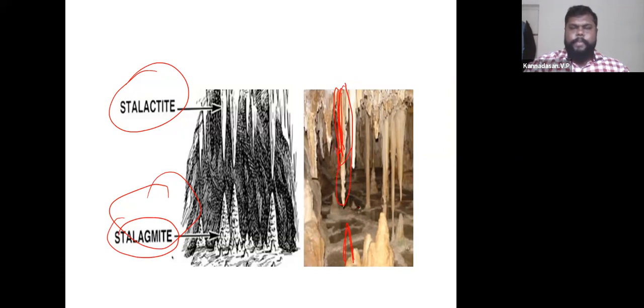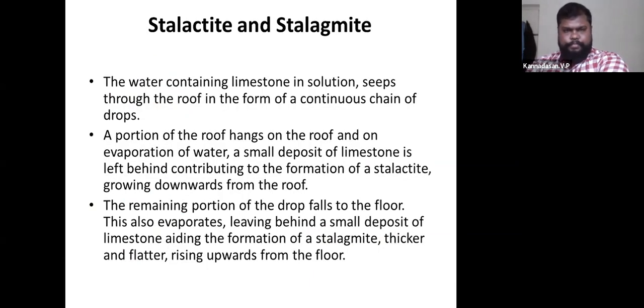Over a period of time, what happens is the erosion on this place and the deposition at the other place, due to the dripping water, it becomes a pillar over a period of time. A pillar-like structure will be created because of the dripping water. So this is what stalactite and stalagmite is.